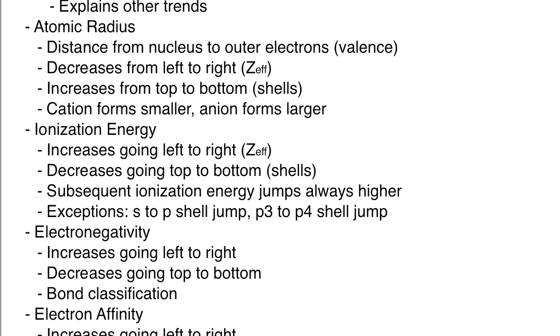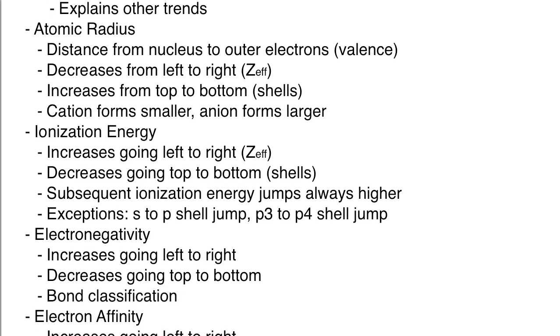So continuing on here, we have electronegativity, and electronegativity is going to increase as we go from left to right. It is going to decrease going top to bottom. And remember, the differences when we're looking at electronegativity are going to allow us to classify our bond as either non-polar covalent if it's between 0 and 0.4, polar covalent if it's between 0.5 and 1.9, and anything above 2.0 is going to start treading into the ionic territory.